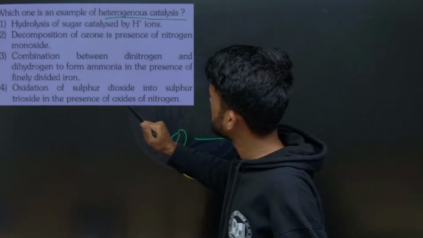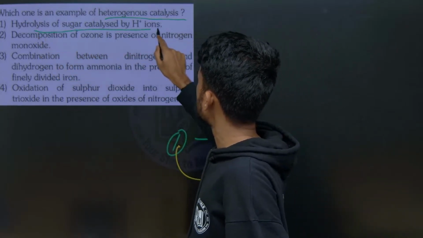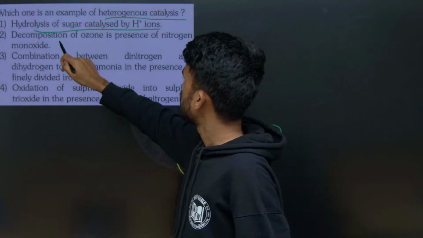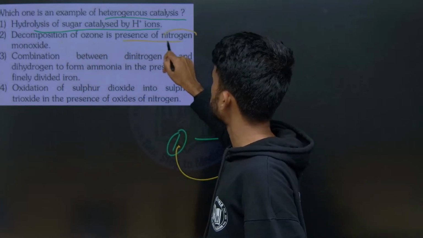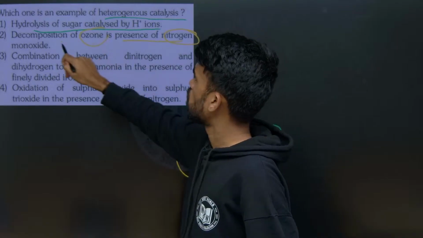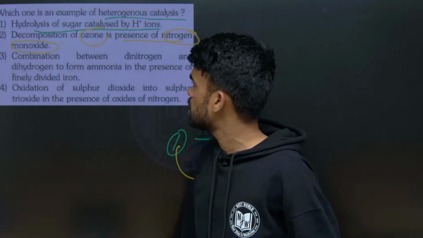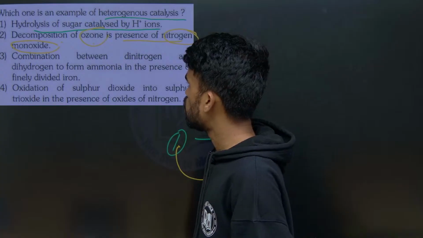Okay, let us see here. Hydrolysis of sugar catalyzed by H plus ion. Next, decomposition of ozone in the presence of nitrogen monoxide. Ozone, nitrogen monoxide, everything is gas. So it is homogeneous.